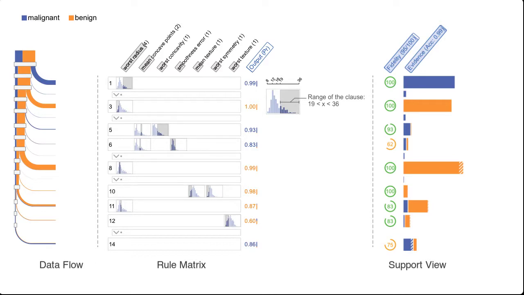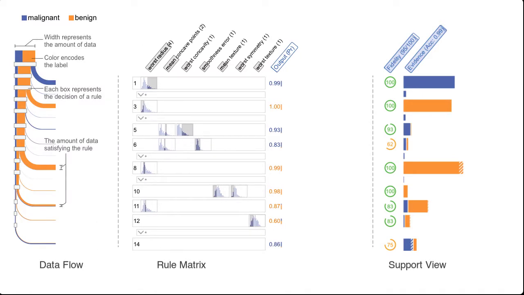This clause represents x larger than 19 and smaller than 36. The output of a rule is displayed as a colored number. The color encodes the predicted label of the rule. The number is the probability of the predicted label. The data flow shows the ordered structure of the rule list. The main vertical flow represents the data that remains unclassified. Each time the flow encounters a rule, a horizontal flow forks out, representing the part of data satisfying the rule.